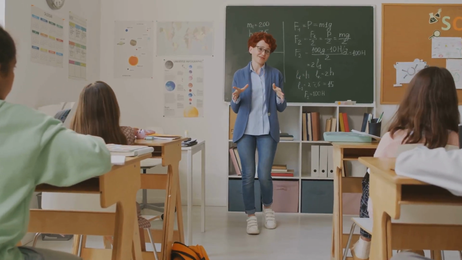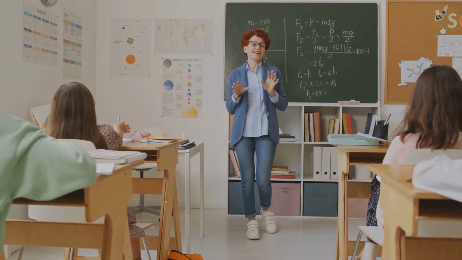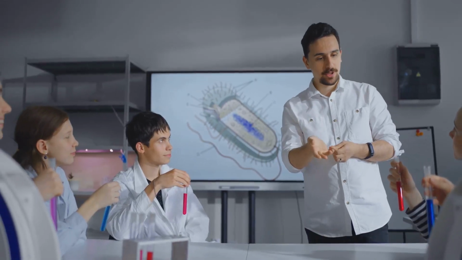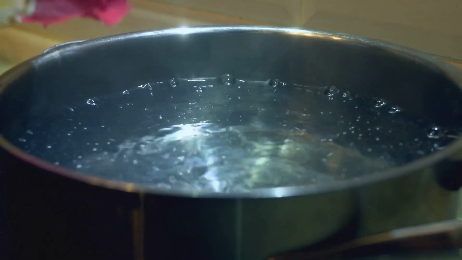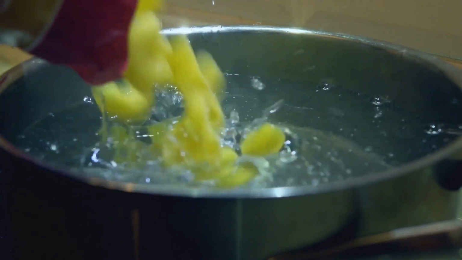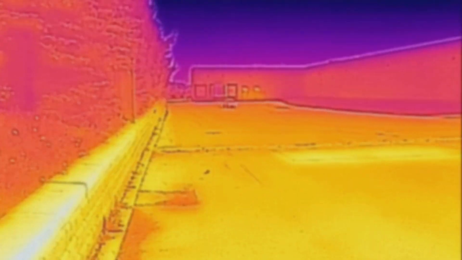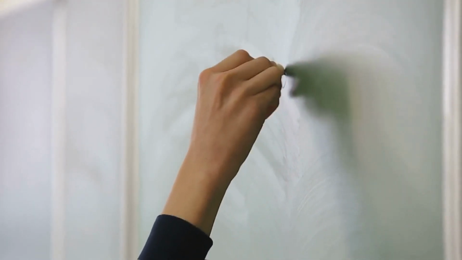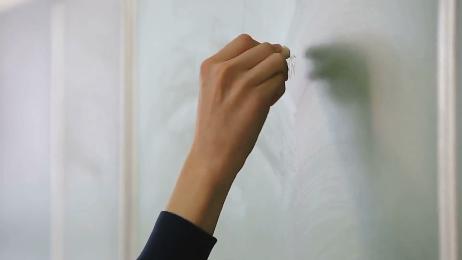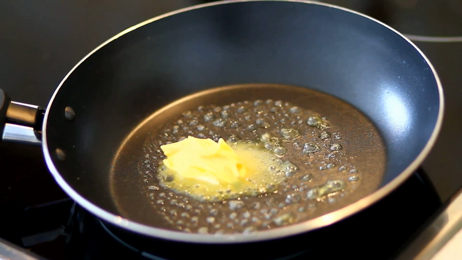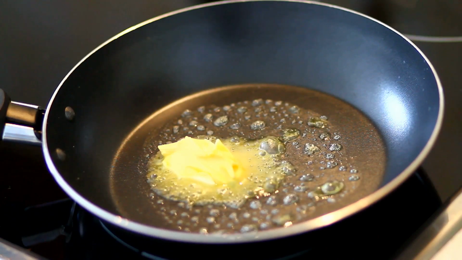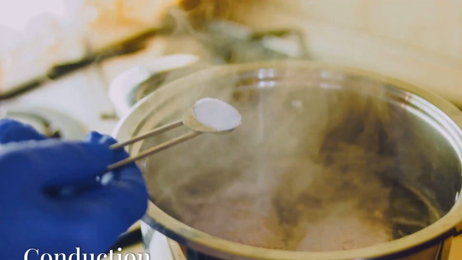Alright class, today we're going to dive into the fascinating world of thermal energy and how it moves within a system. Thermal energy is the energy that comes from the temperature of a substance. It's what makes things feel hot or cold to the touch. Now when we talk about thermal energy moving in a predictable pattern from warmer to cooler, what we're really talking about is the concept of heat transfer. Heat transfer is the movement of thermal energy from one object to another due to a difference in temperature.